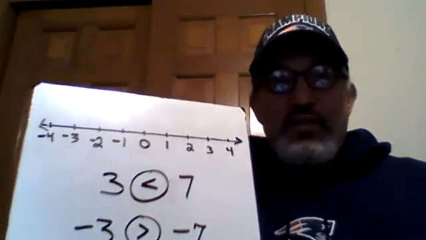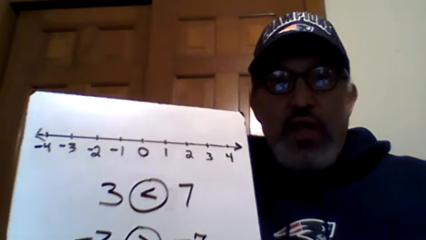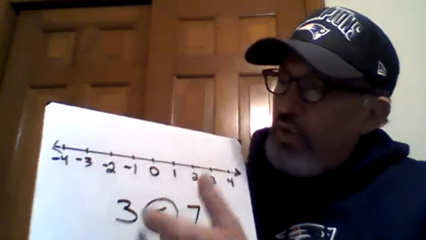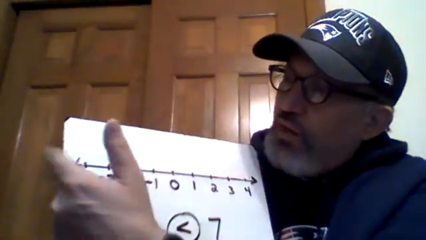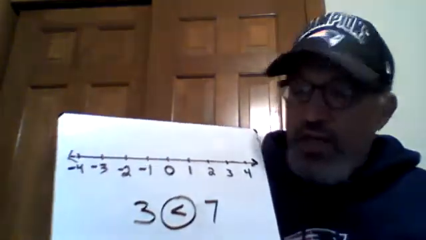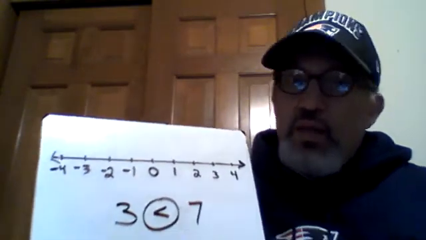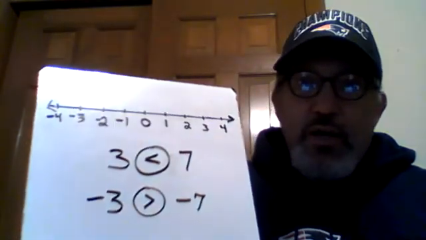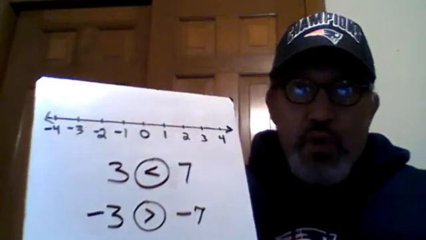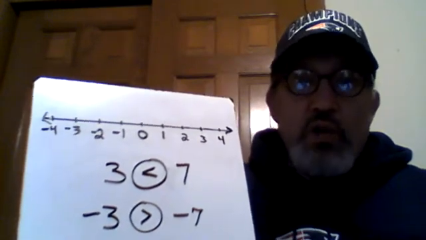And it's very simple. If you're comparing two numbers, the one on the left is smaller than the one on the right. It's as simple as that. -3 is to the right of -7. -7 would be over here somewhere off the board. -7 is to the left of -3. So -7 is smaller. -3 is bigger. Very simple to determine, to compare two numbers, whether they're both positive, both negative, one of each. The one on the left is always smaller than the one on the right.